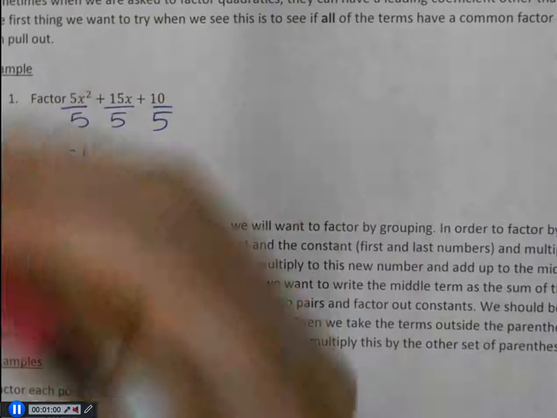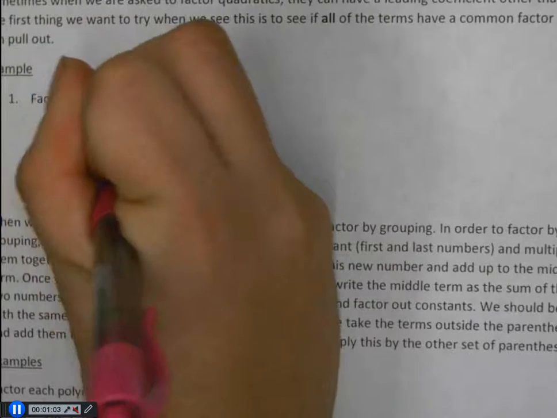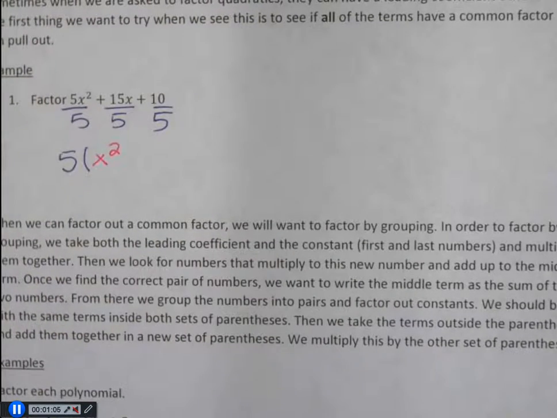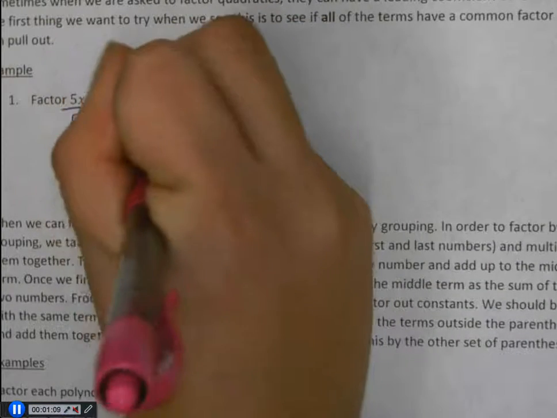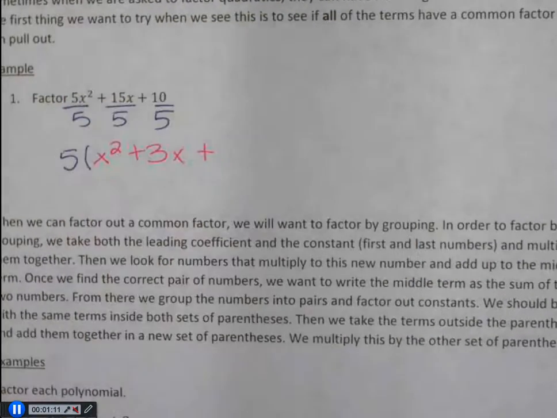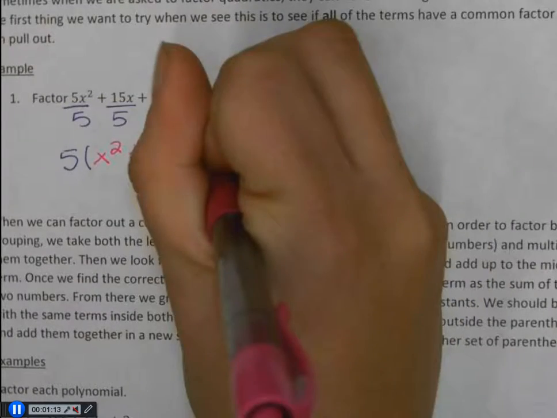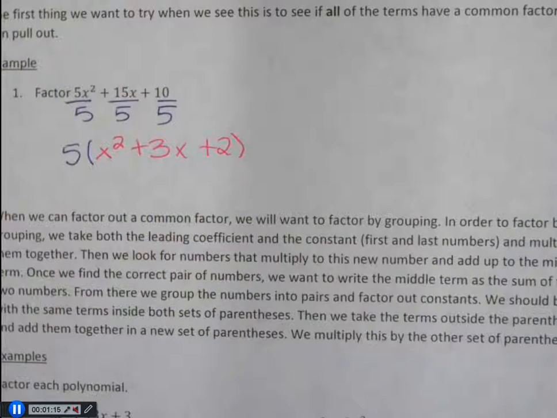So 1x squared, so just regular x squared. 15 divided by 5 is 3, so 3x. And then 10 divided by 5 is 2. Now the stuff inside the pink looks like what we were doing earlier this week, where I look at the end number and see what multiplies to it and adds to the middle.